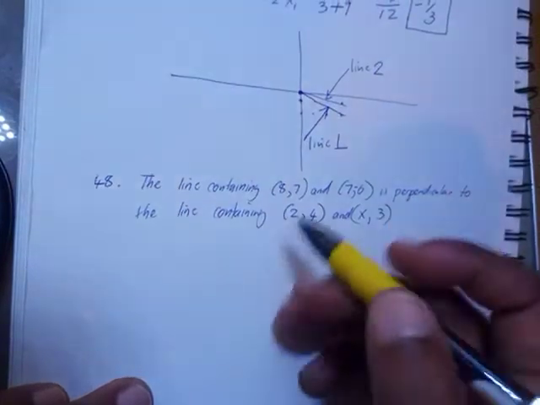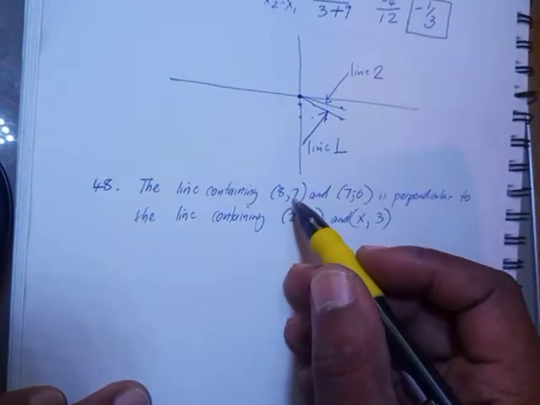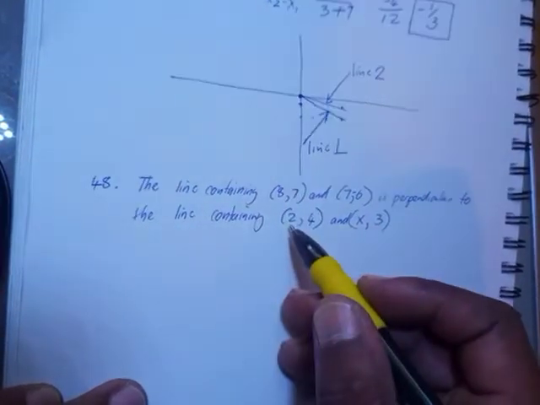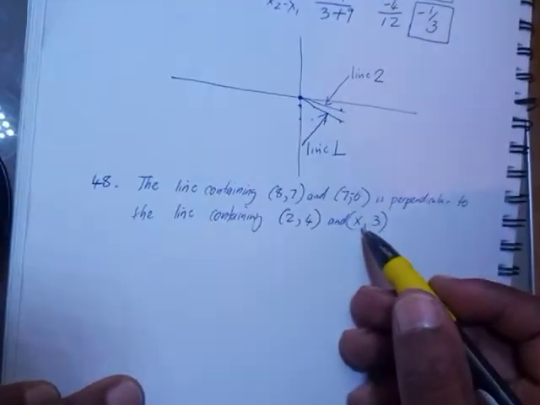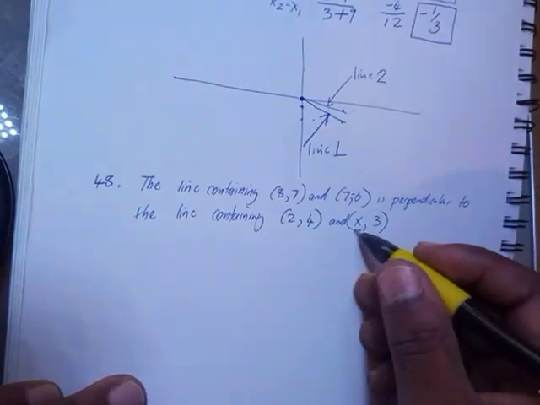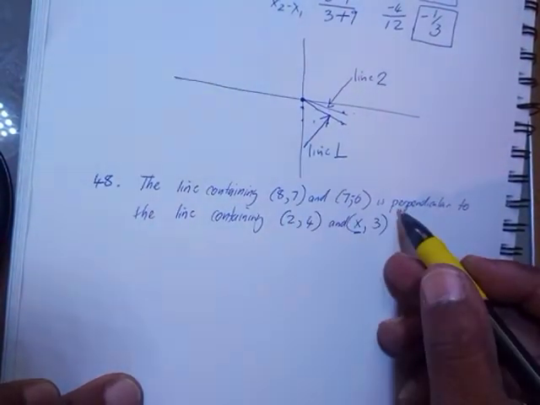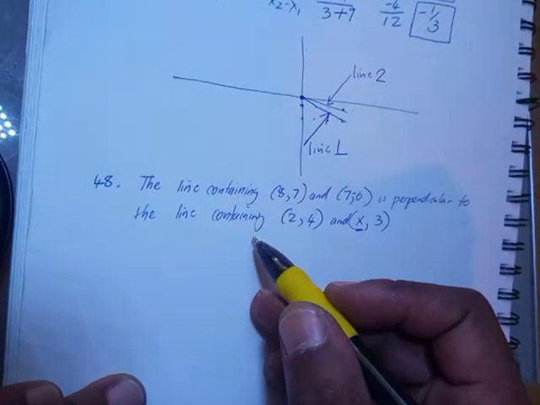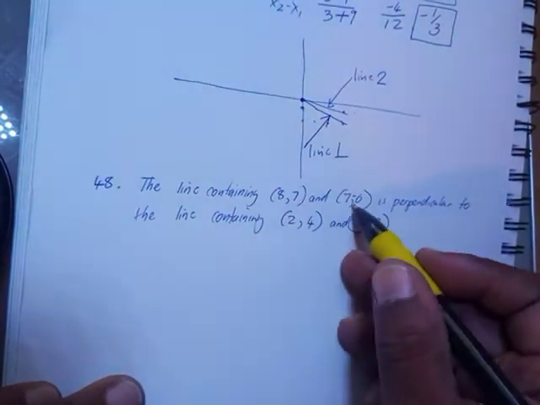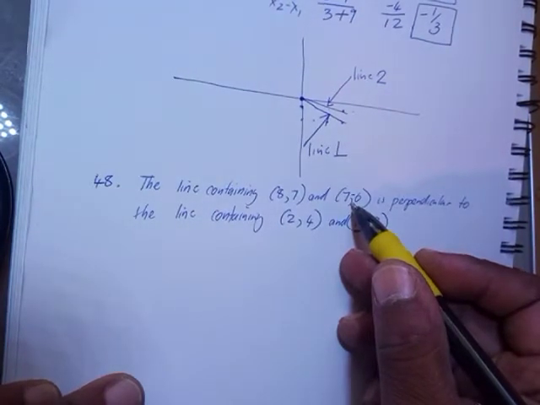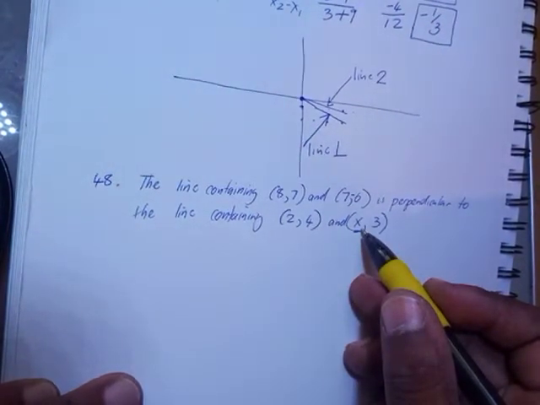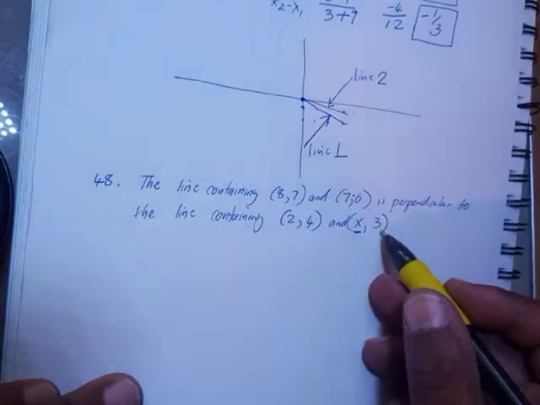So they're saying that the line containing points (8, 7) and (7, -6) is perpendicular to the line containing the points (2, 4) and (x, 3). So we have to find out what x is. What are they saying? There's a relationship between slopes of perpendicular lines: negative reciprocals. So we find this slope, invert it, change the sign, then solve for this unknown value using the slope equation, because we will know the slope of the second line.